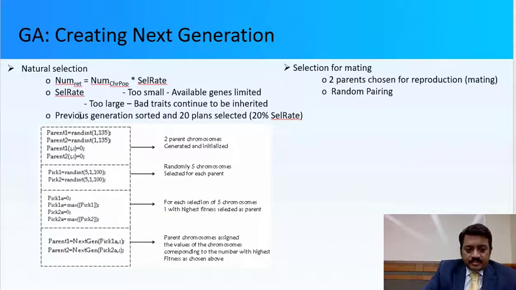And then the next generation is created in a manner very similar to the process of natural selection, where the number of genotypes retained from the existing generation is equal to the number of the total genotypes multiplied by the selection rate. So in this case, the selection rate of 20% was applied, as you can see, and then the processes of crossover or mating combined with mutation are applied to create the plans for the next generation.